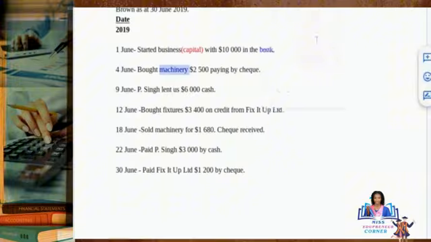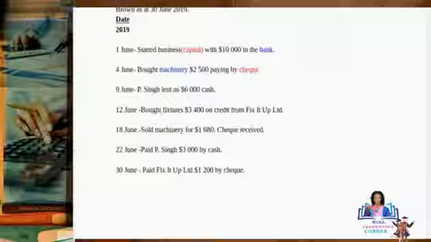And this machinery was bought using money from the bank. So money was taken from the bank in order to purchase the machinery. So the bank will be going down. Bank is an asset, and as an asset decreases, you are to credit. So let's go right ahead and debit our machinery account and credit our bank account.